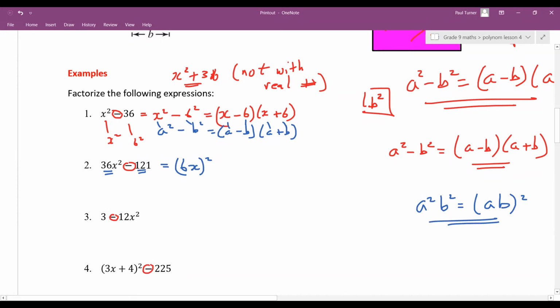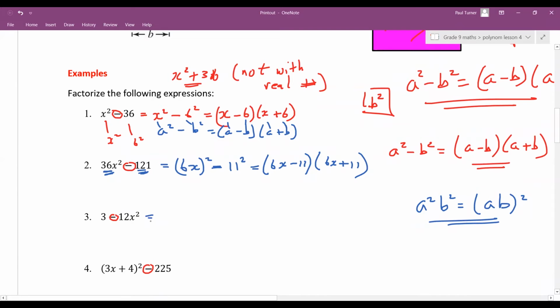So put that as a bracket. And then 121 is 11 squared, like that. So now we have a negative, which is good. And we have 2 perfect squares, 2 powers of 2. So now we have 6x minus 11, 6x plus 11, like that. So just be careful, these numbers need to be changed.